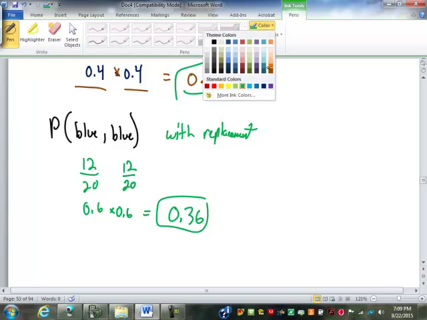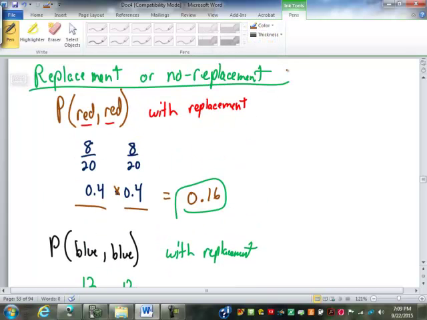But we'll get to that. Let's go back and do this without replacement, though.